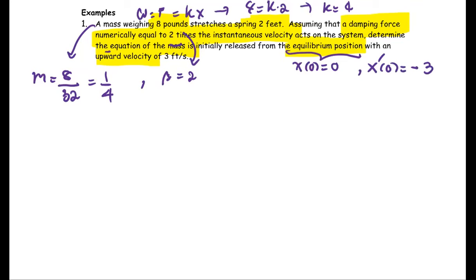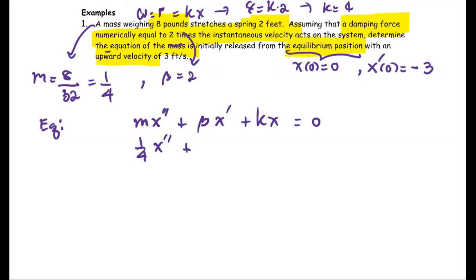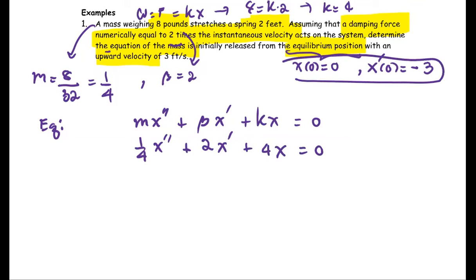So the equation of motion is m x double prime plus beta x prime plus k times x, with no external force. The m is 1 over 4 x double prime, the beta is 2 x prime, and the k is 4 times x equals 0, with these two initial conditions. Clean up the equation by multiplying all by 4. It's going to be x double prime plus 8x prime plus 16x equals 0.